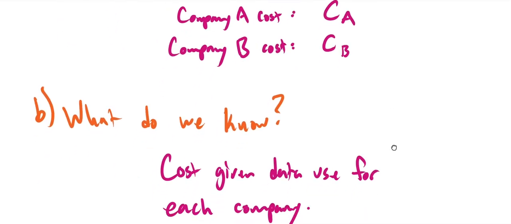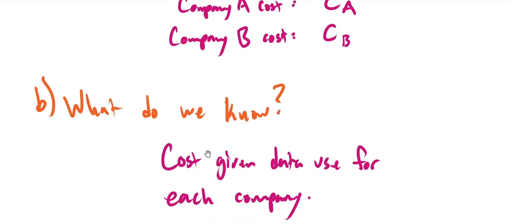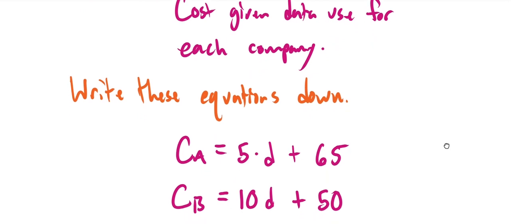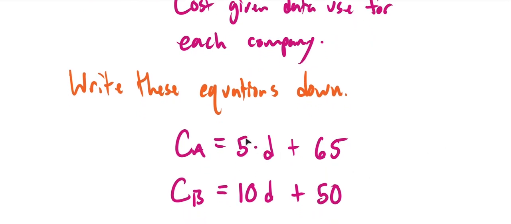But what do we know? What facts were we given? Well, we were given a way to figure out cost given the data used for each company. So let's write those equations down. Now, it was $5 per gig plus $65 fixed for company A. So if you want the total cost, and you know it's $5 per gigabyte, and D measures how many gigabytes, then 5 times the number of gigabytes gives you the additional cost for getting that many gigabytes.